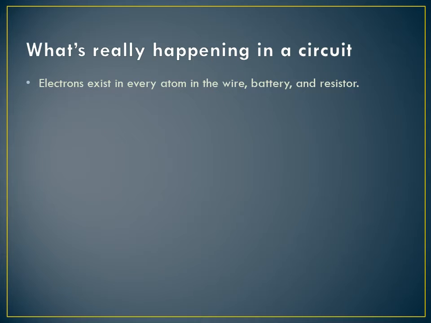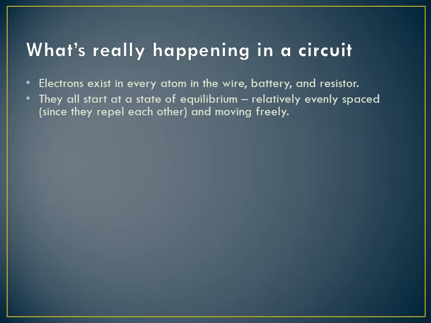As you already know, electrons exist in every atom, so wires, batteries, and resistors, and everything else in the circuit already have electrons in them from the beginning. Before anything happens, the electrons are at a state of equilibrium. That means they're relatively evenly spaced, and they can sort of migrate through those conductors on their own. The spacing is important because that means that nobody has any electrical potential energy. We would gain electrical potential energy when we change the distribution of those electrons, force them closer to each other, or further from protons.